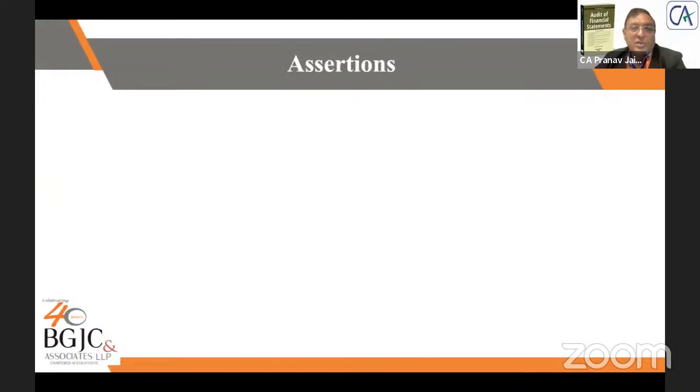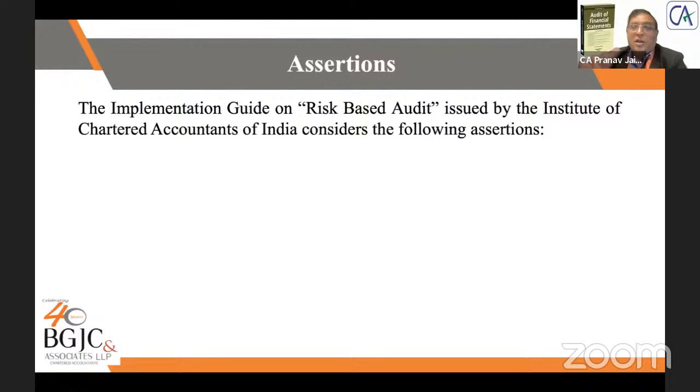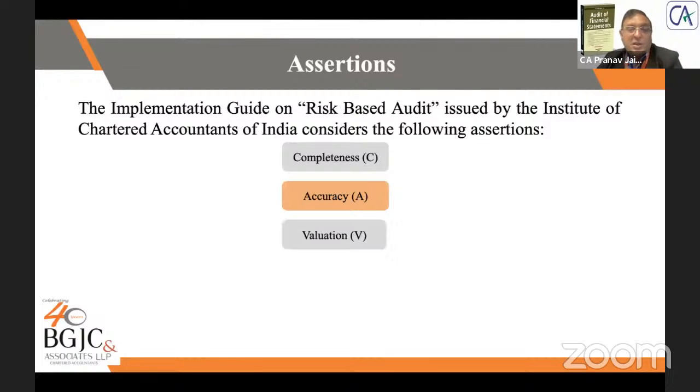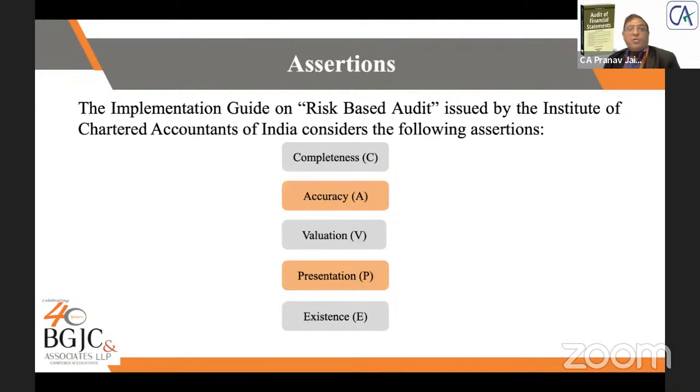When we talk of assertions, the present implementation guide to risk-based audit has considered the following assertions: completeness, accuracy, valuation, presentation, and existence. Yes, if we look at the various standards, they talk about rights and obligations, completeness, cutoff, but these can all be combined into these 5 assertions. And the institute has used these 5 assertions in the risk-based audit implementation guide, which was issued a couple of years back.